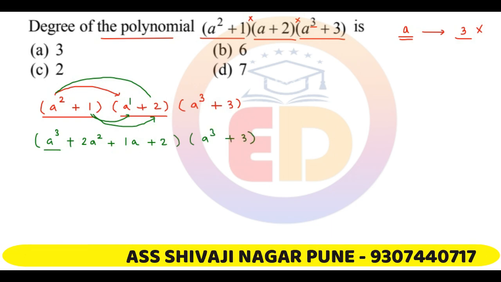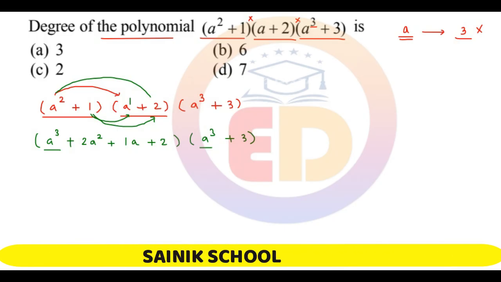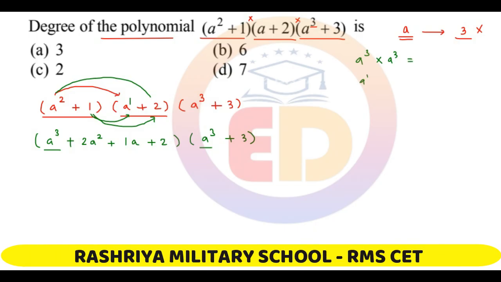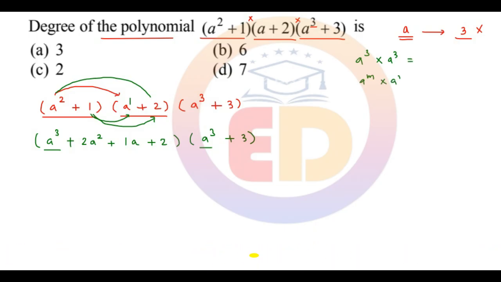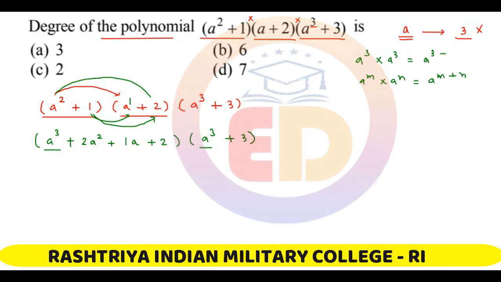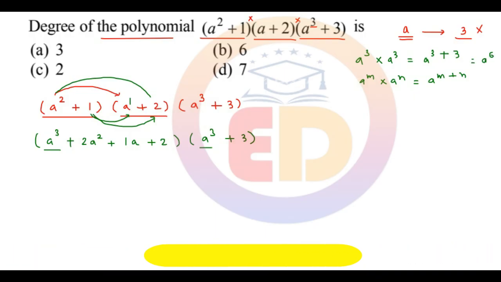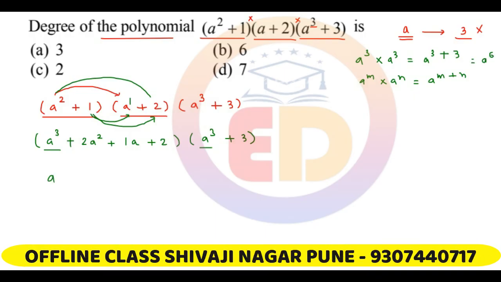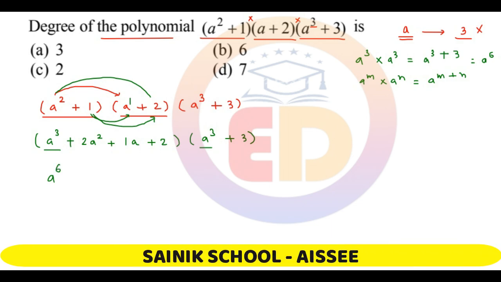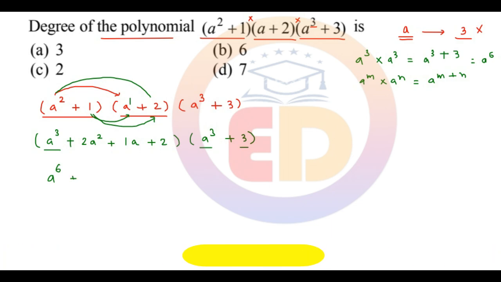A cube multiplied by a cube, we will use the law of exponent. A to the power of m multiplied by a to the power of n equals a power m plus n. This will give me a power 3 plus 3, which is a power 6. So a cube multiplied by a cube will be a power 6. Now a cube multiplied by the second term 3 will give me 3a cube.